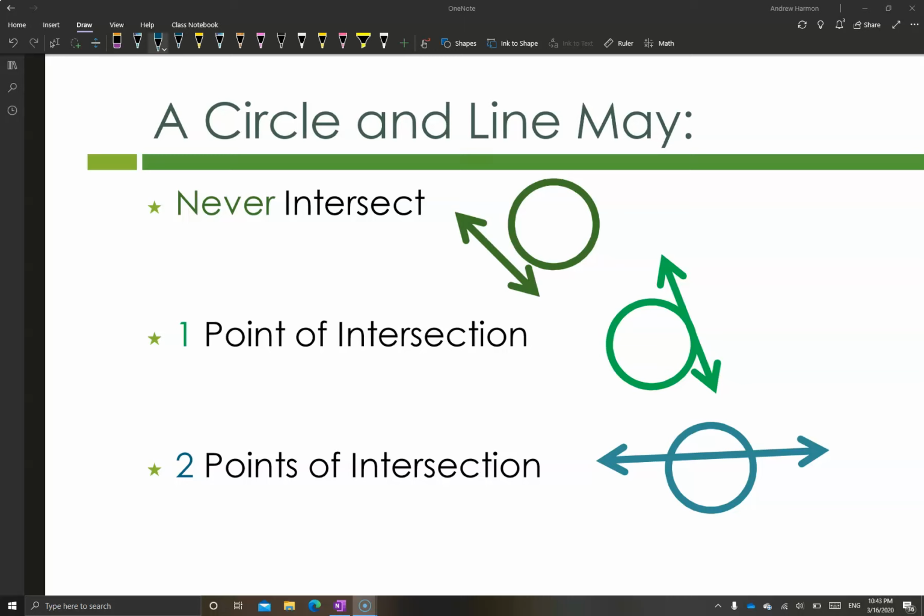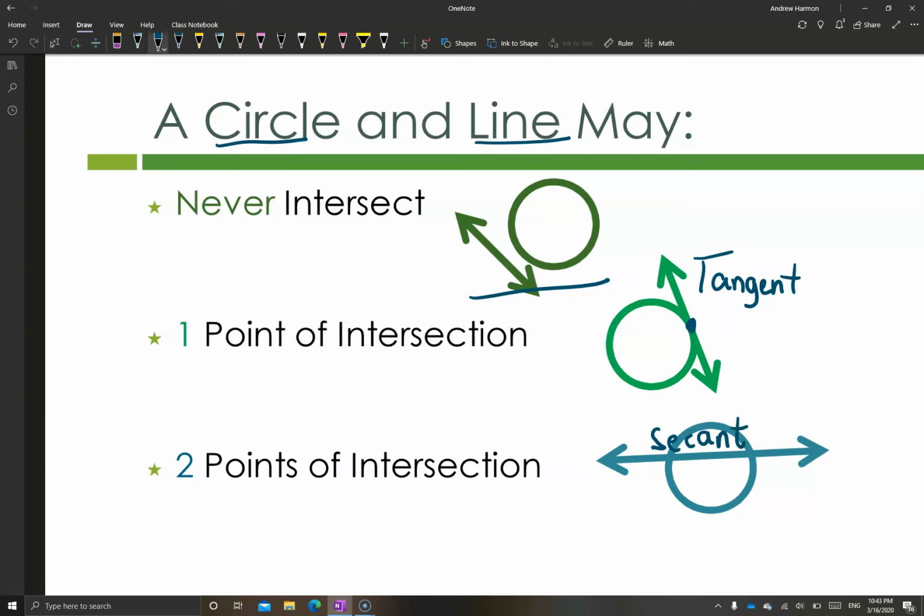In this video, we're going to discuss how circles and lines can intersect and finding those points of intersection. There are three different scenarios that can happen between the intersections of circles and lines. The first is that they never intersect at all, such as in this picture over here. They can have one point of intersection, in which case this is a tangent line, and then they can have two points of intersection, where you get a secant line.